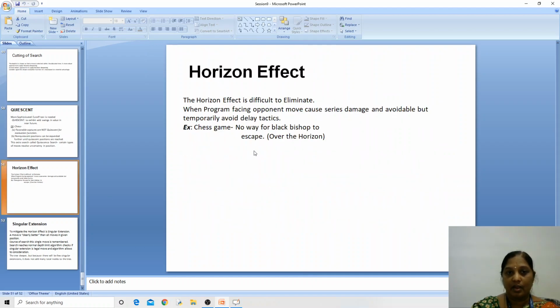And next, the horizon effect. The horizon effect is difficult to eliminate. Sometimes we may face the horizon effect, and this kind of effect is very difficult to eliminate. It occurs when the program is facing an opponent who causes serious damage that is unavoidable, but temporarily avoids it with delaying tactics. Suppose there is damage for the steps. If any damage occurs for the steps, that is called the horizon effect. In that kind of horizon effect, we cannot do anything and we cannot eliminate it.